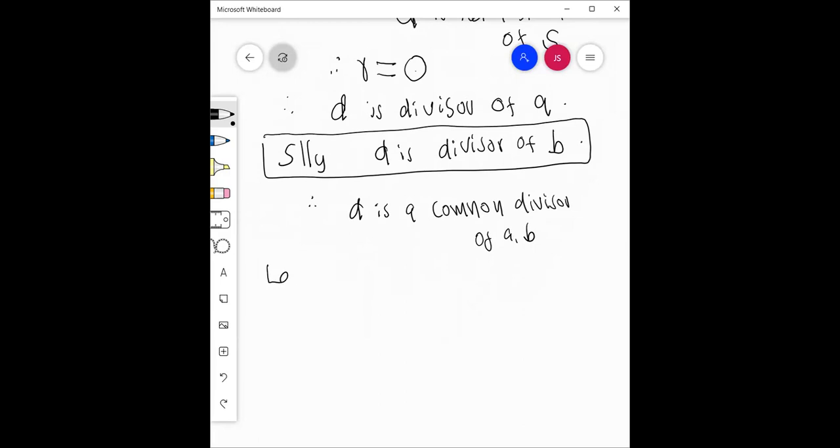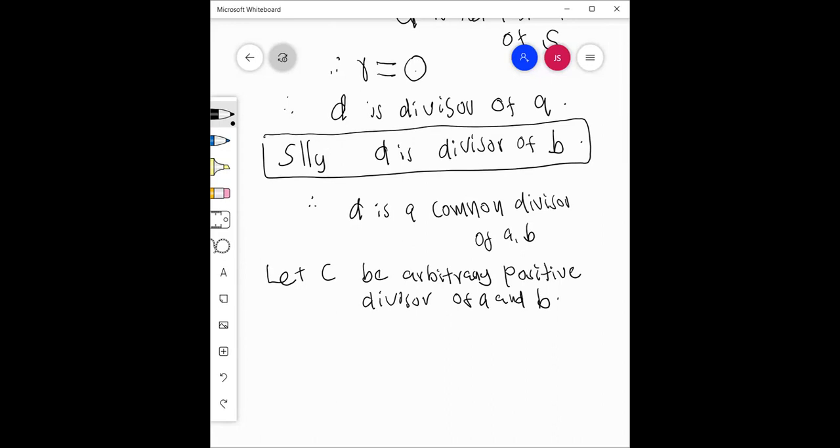How do we prove that? Now let C be an arbitrary common, say positive, divisor. It doesn't matter, right? Because negative divisors are always less than or equal to D. So it is enough to consider C an arbitrary positive divisor of A and B. You don't need to write this proof because I am writing this only to explain the proof to you. I'm not writing it properly. The proper proof is in the notes, right?